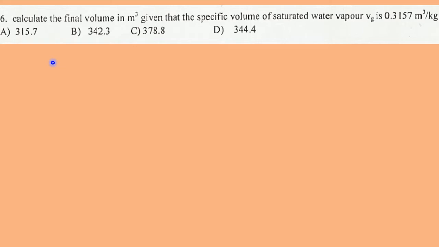Question 6. Calculate the final volume in meters cubed, given that the specific volume of saturated water vapor Vg is 0.3157 meters cubed per kilogram. So obviously the answer there is D, that's 344.4 meters cubed. So let's find out how to get that answer. Water completely vaporizes, which means that mg equals mf.